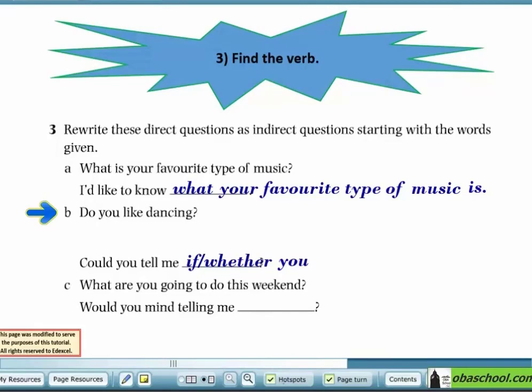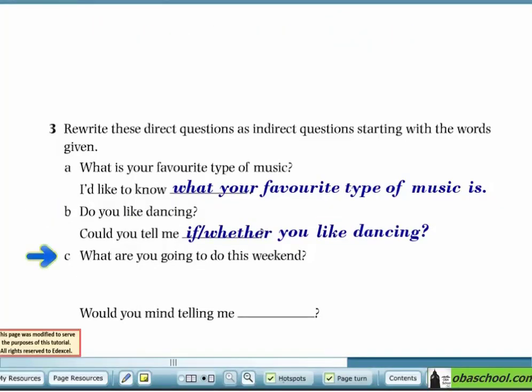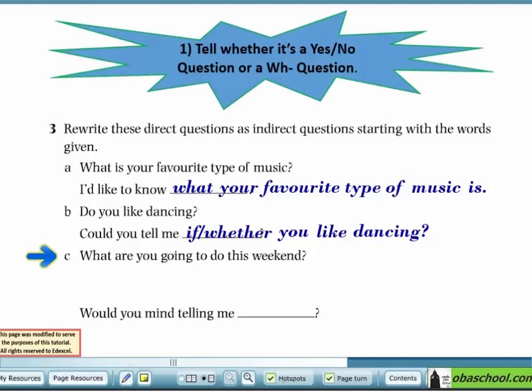Then we are going to look for the subject, which is you. Could you tell me if or whether you? Then we have to look for the verb, which is like, and we have to add it after you. Do is in the present simple. Like should be in the present simple. And we have to continue the sentence. Could you tell me if you like dancing or whether you like dancing? Now let's go to the third sentence.